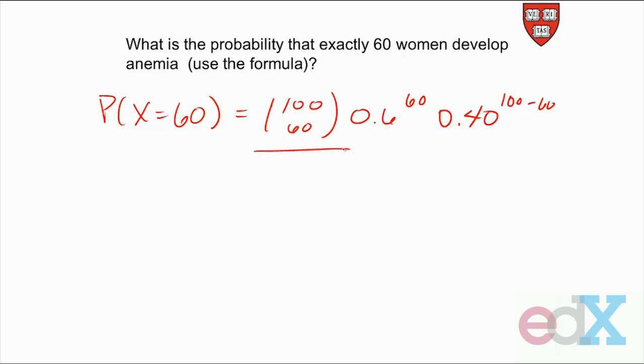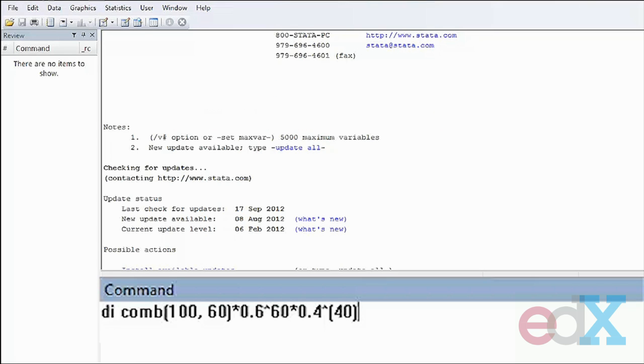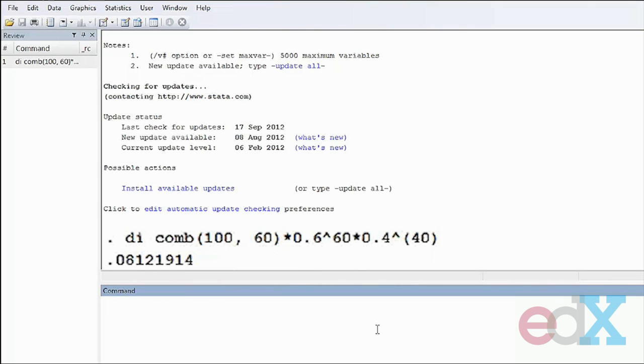So let's look first of all at how we would plug this equation into Stata. Stata actually can do this computation for you. So now open up Stata on your computer. Now that you have Stata open, to calculate the probability that x is equal to 60, you can type the equation into Stata. To calculate 100 choose 60, you use the comb function in Stata. So I say display 100 choose 60 times 0.6 raised to the 60 times 0.4 raised to the 40th, and I hit enter, and I find that the probability that x is equal to 60 is approximately equal to 0.08.